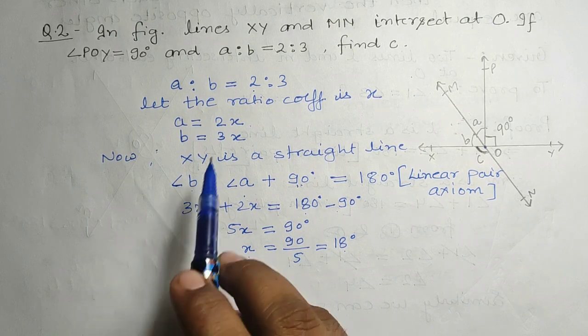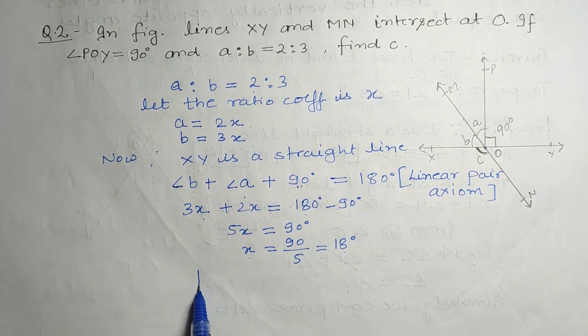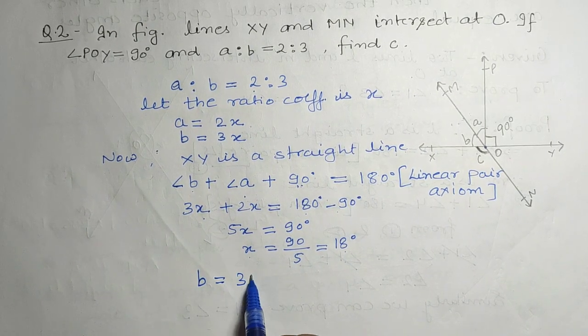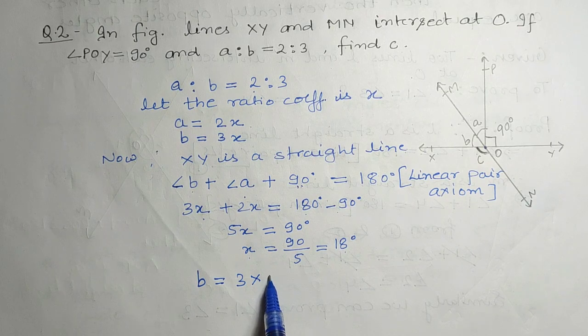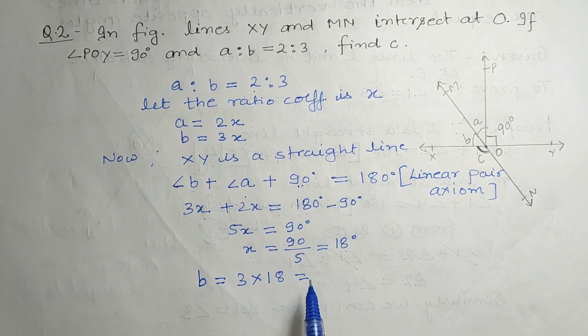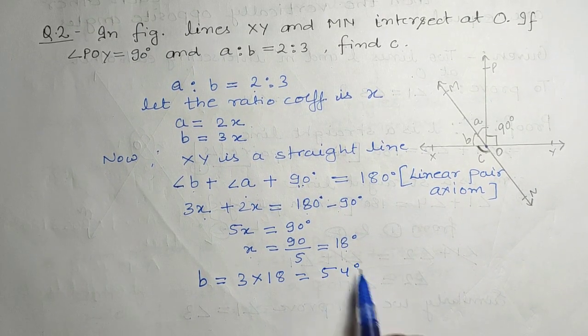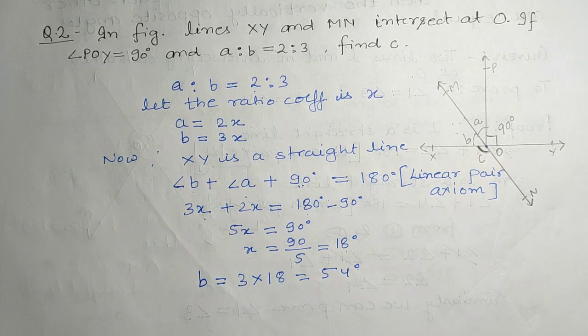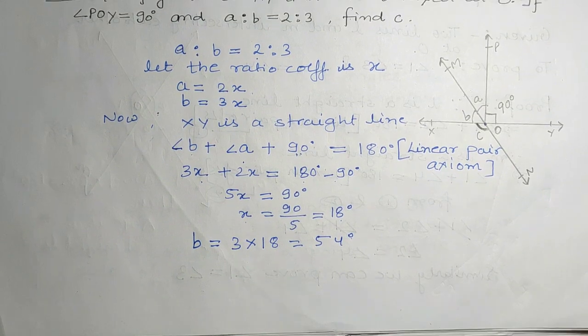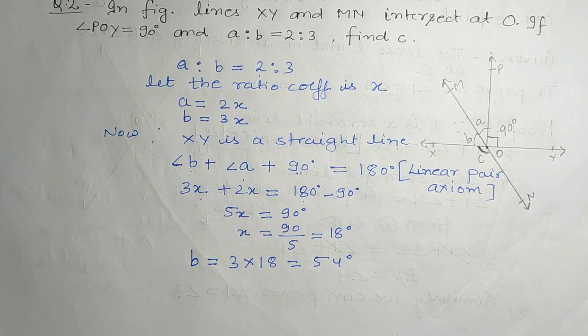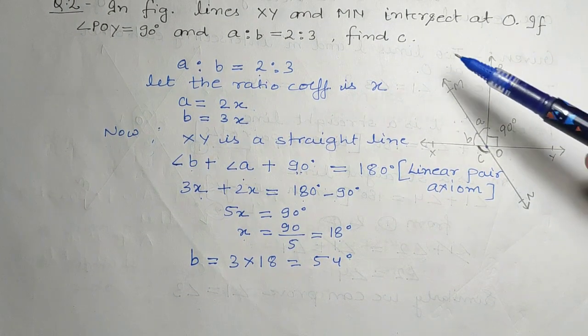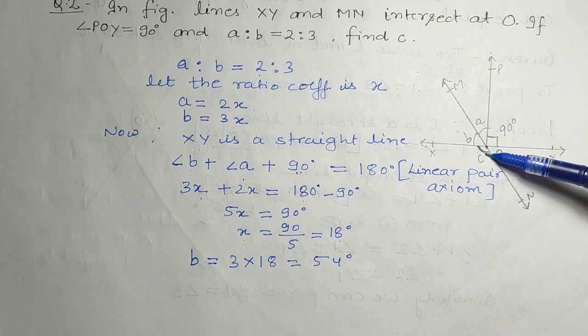Now what is the value of B? The value of B will be 3 into 18, that is 54 degrees. So our B is 54 degrees. Now students, we want to find angle C.